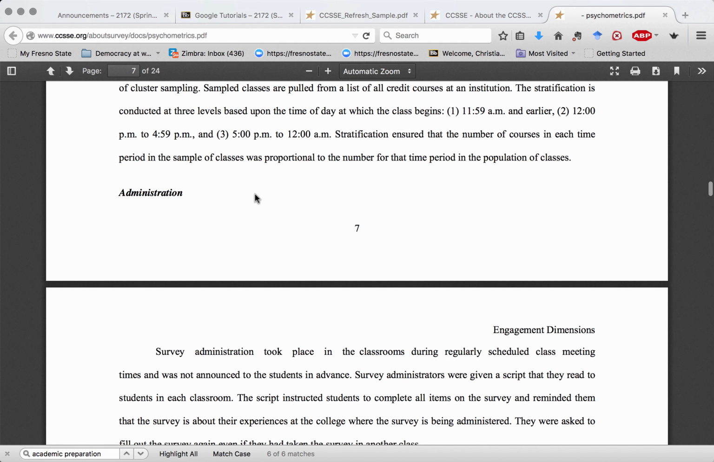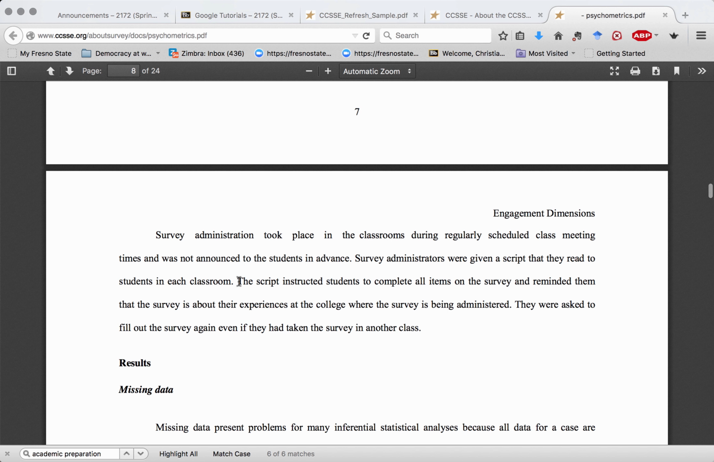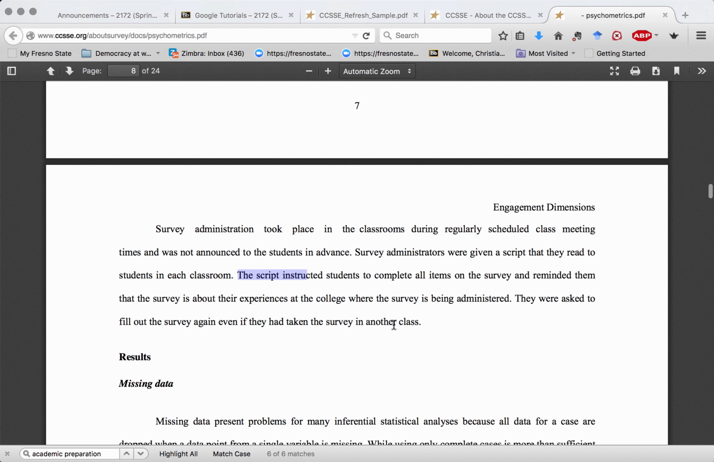And then the way they administered it, here noteworthy, they used a script, right? So that the script helps the survey administrators stay on task and not add any potential details or information that would bias the results.